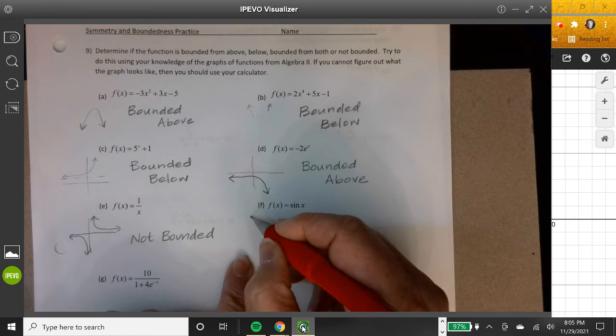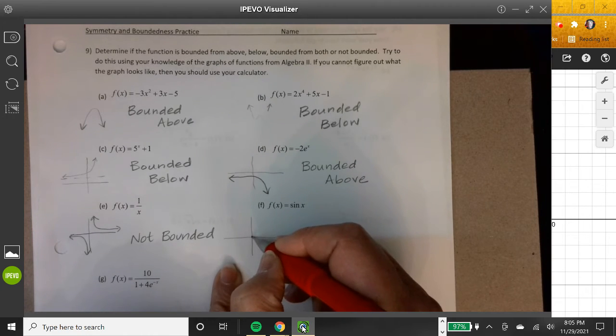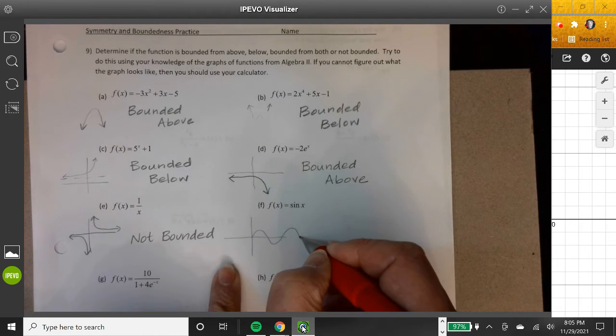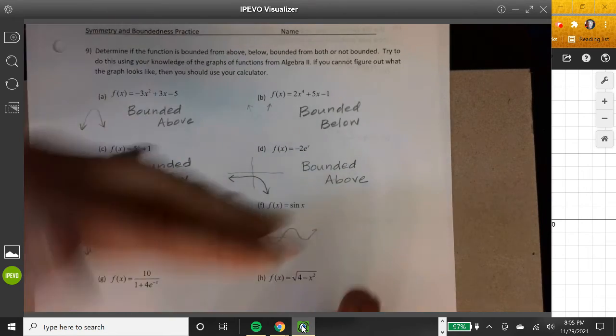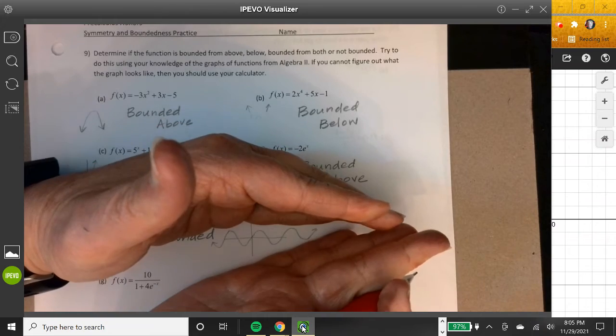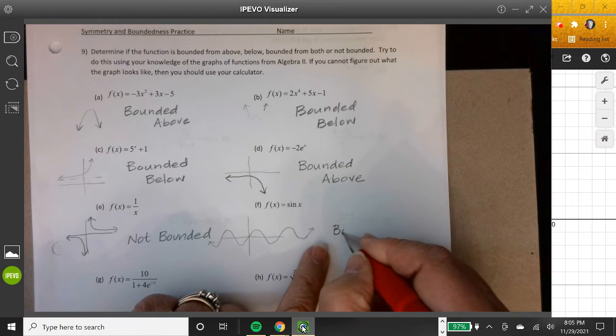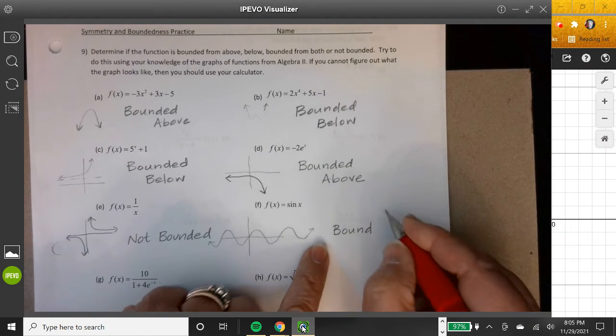Sine x. Well, what do we know about sine x? Well, it oscillates between two lovely numbers, negative 1 and 1. So would you say that this one is bounded above and below? Yeah. So this would be just bounded because it's bounded from both.